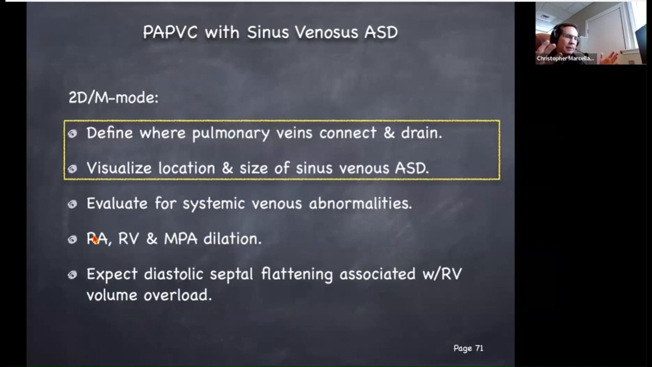Same with the total anomalous pulmonary venous return. The evaluation is going to be the same. Where those pulmonary veins connect and drain, find the location and size of the ASD, look for any systemic venous abnormalities. You're going to check the right heart size, and then you expect diastolic septal flattening.